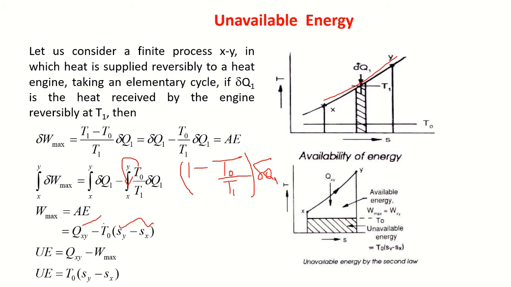Okay, now the heat supplied minus the maximum work that you have obtained, the remaining is what? Heat that has been rejected. That is what you can call unavailable energy. So you can calculate unavailable energy using this equation, correct, and the maximum work is this. Okay, right?